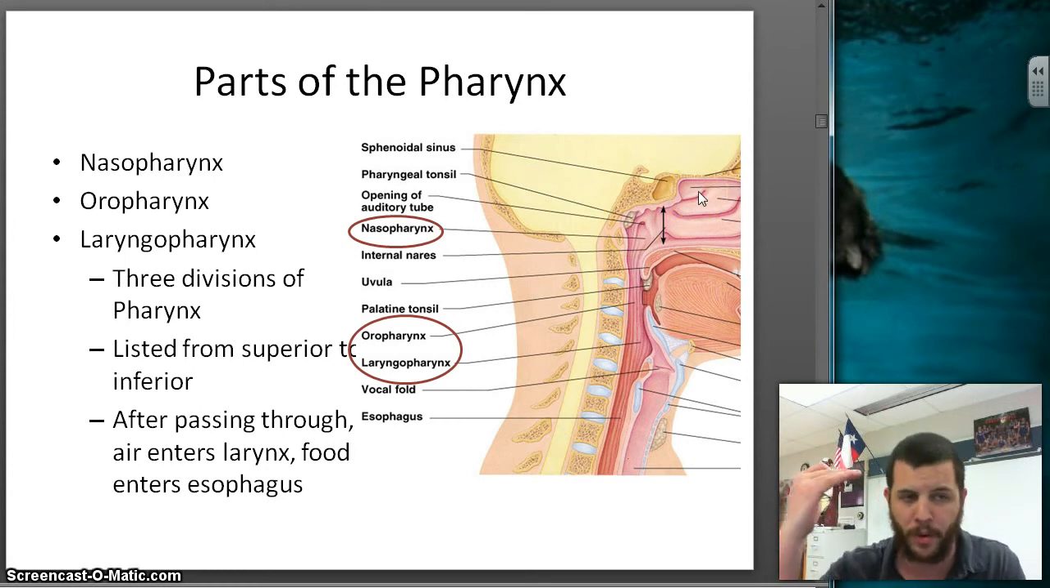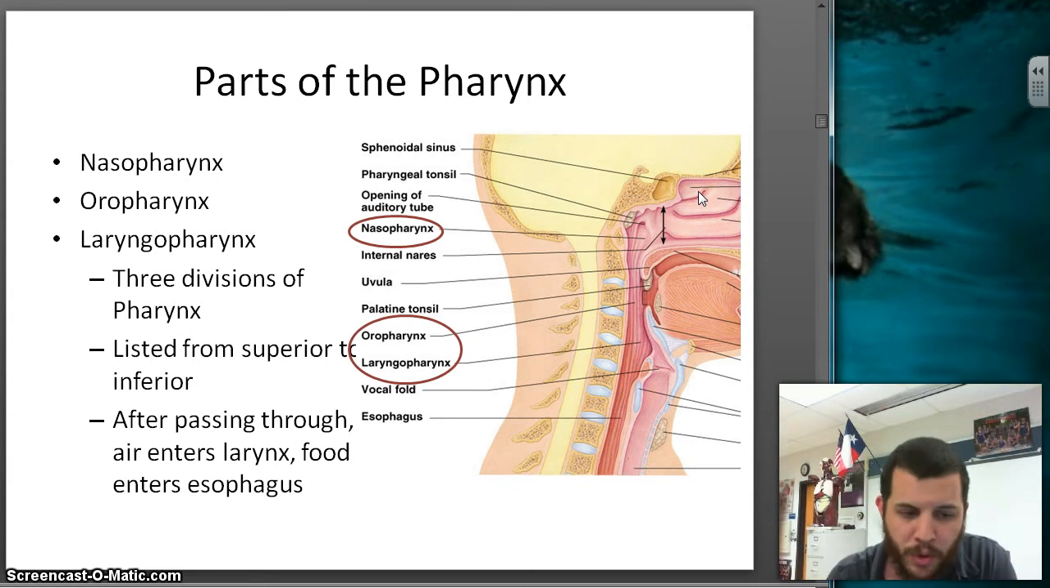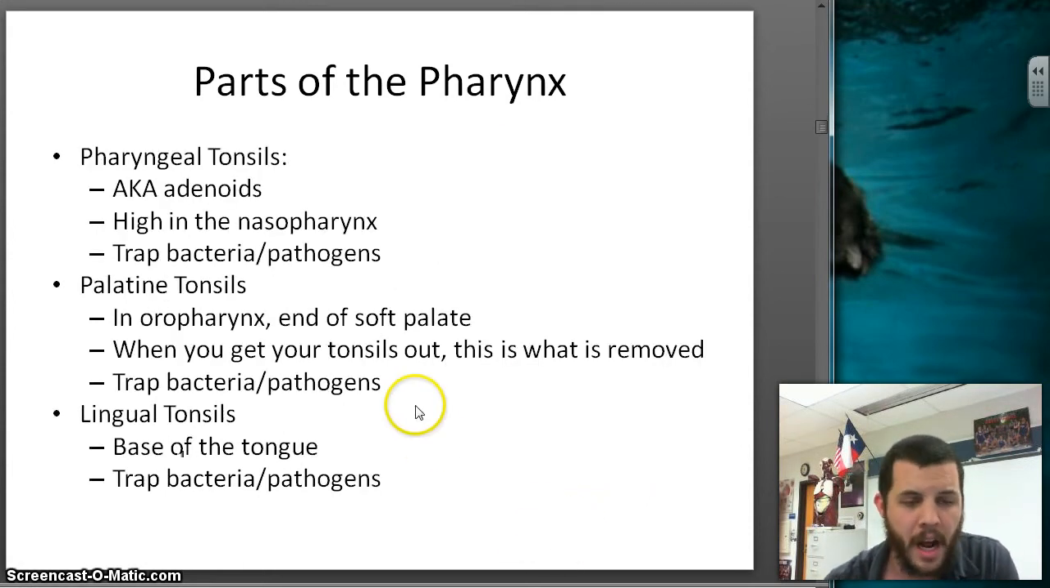These are listed from the most superior to the most inferior, and it says after passing through this, your air is going to enter your larynx, which is right here. So once air comes down here, it's going to slip through this little opening here and enter the larynx and then eventually the trachea. And then, of course, food is going to enter the esophagus and then it's going to continue down into your stomach.